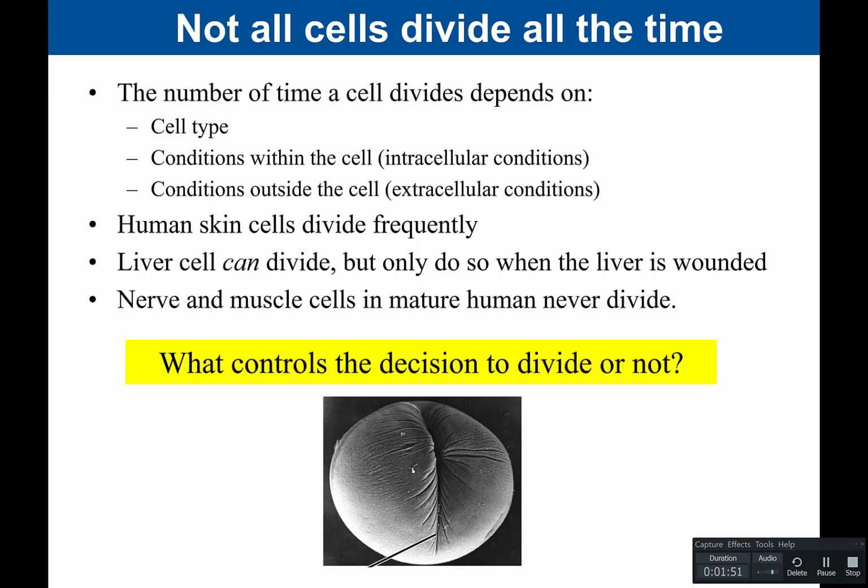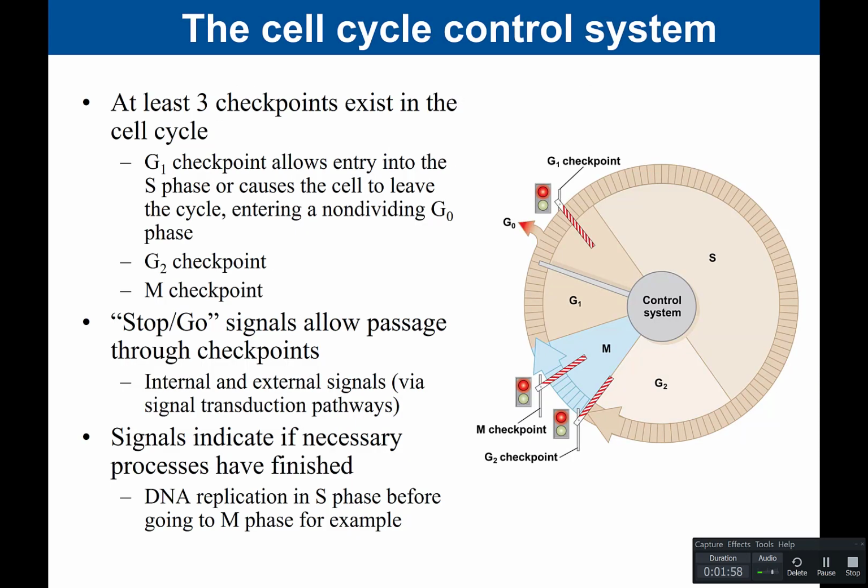So now we're going to talk about what controls the decision to divide or not. How does the cell know whether or not it should divide? Well, in the cell cycle, there are what we call checkpoints. And these checkpoints you can think of as stop and go signals. Basically, think of a traffic light. If a certain condition is favorable, it's going to get the green light and it's going to go to the next phase. If conditions are not favorable, it's going to get a red light and it's going to stop and it's not going to continue to divide.